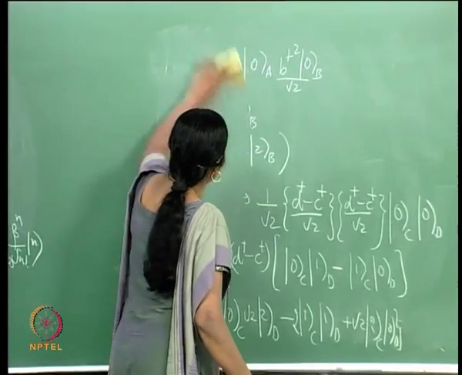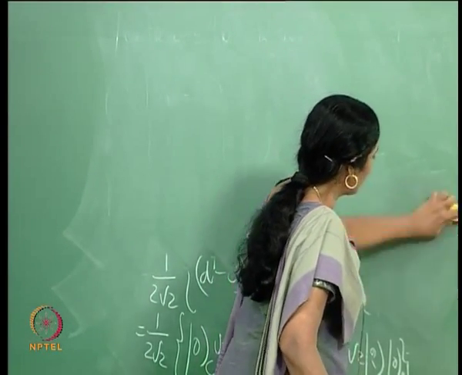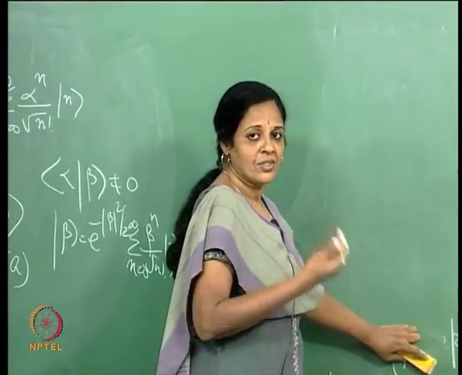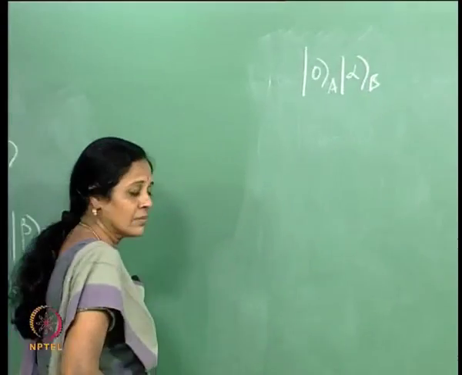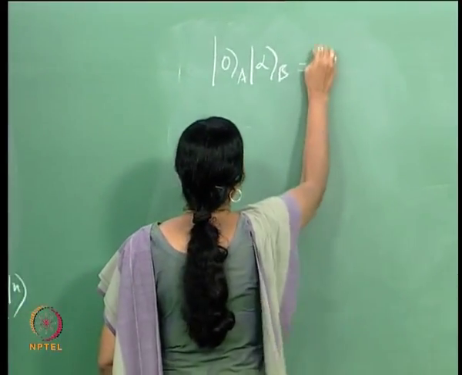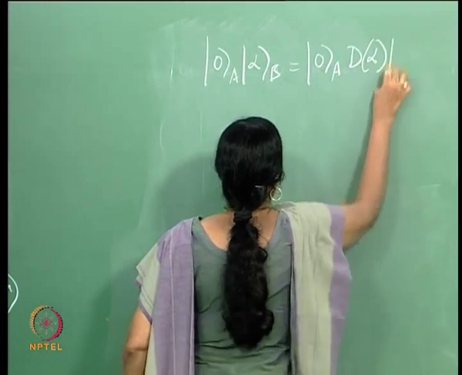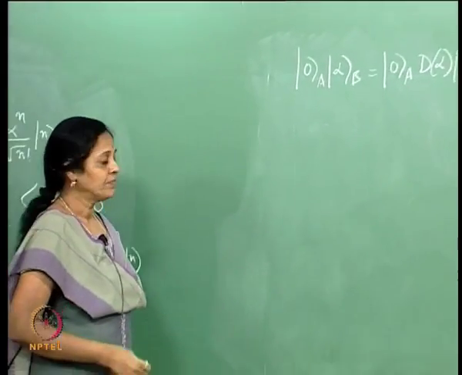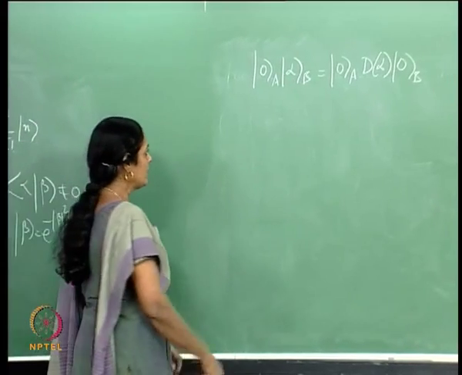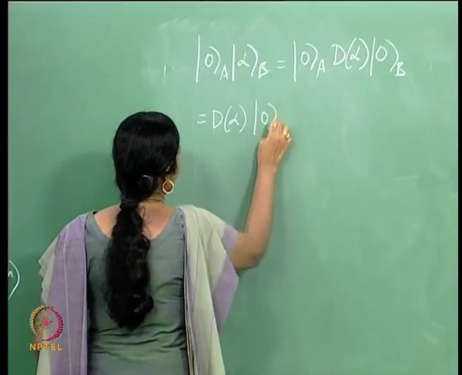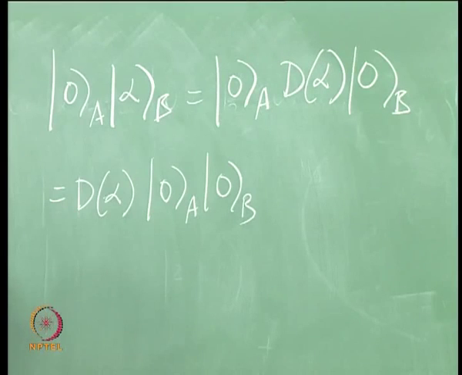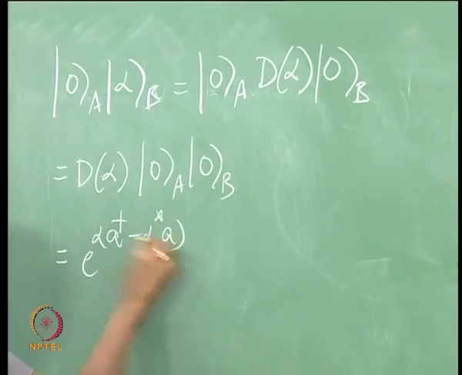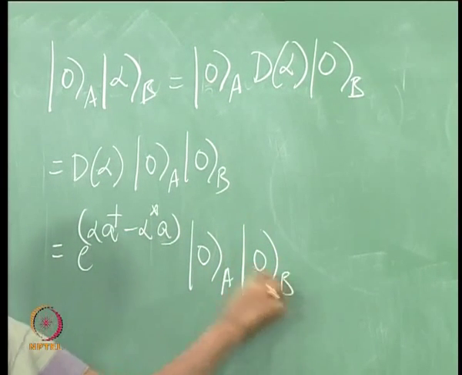So, now let us consider this input state. D of alpha itself is a unitary operator satisfying D dagger of alpha is D of minus alpha. So, now I have an input state ket 0 a, ket alpha b, and this is passed through the beam splitter. I can write this as ket 0 a, D of alpha acting on ket 0 b. By 0 b I mean the vacuum state through the input port b. But that is the same as D of alpha acting on ket 0 a ket 0 b. But this is e to the alpha a dagger minus alpha star a acting on ket 0 a ket 0 b.